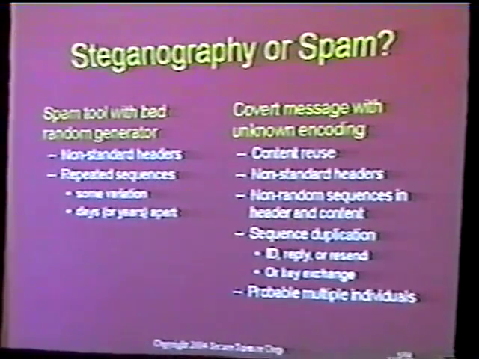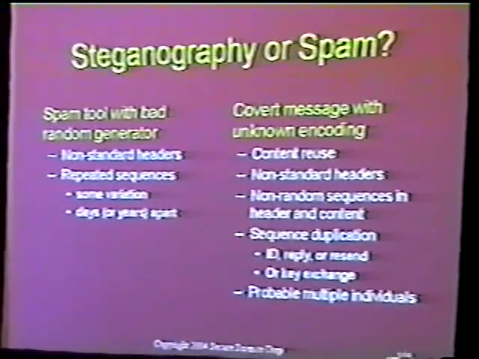On the other hand, it could be a covert message with some unknown encoding system. This would explain things like the content reuse, the non-standard headers, and the non-random sequences in both the header and the content. That sequence duplication could be an ID, a reply, a resend, or maybe it's not even a message at all. Maybe it's a key exchange.